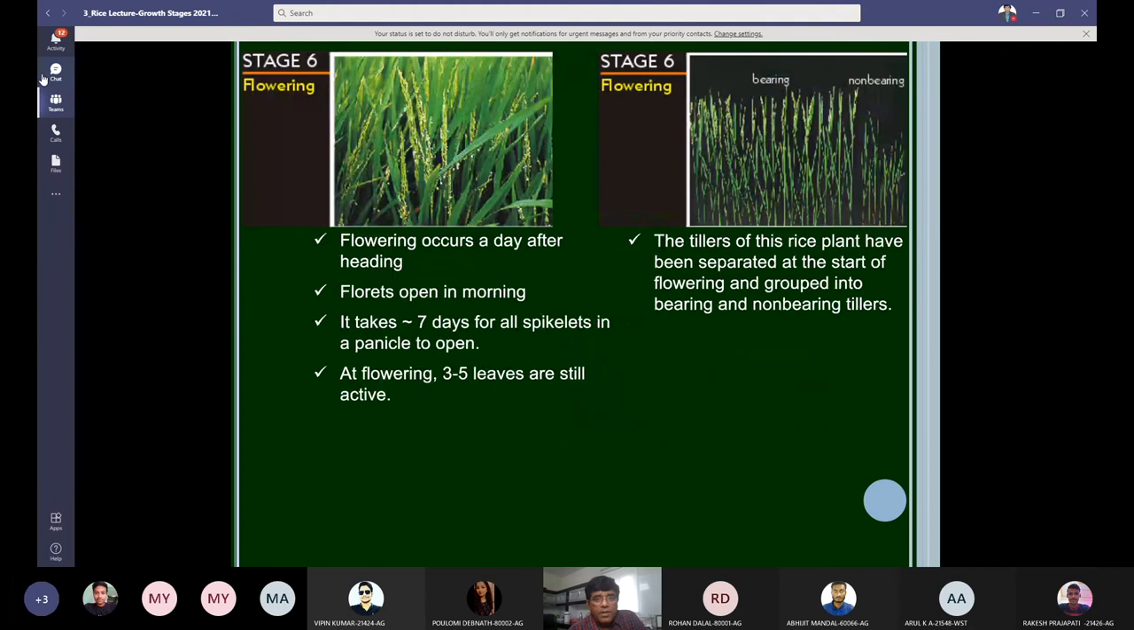Florets open in the morning. This is important. Therefore, rice breeders, if they want to pollinate the crop artificially, should visit the field in the morning. It takes about 7 days for all spikelets in a panicle to open for fertilization. At flowering, 3 to 5 leaves are still active, the top 3 to 5 leaves. Tillers of this rice plant have been separated at the start of flowering and grouped into bearing and non-bearing tillers. Bearing tillers means tillers which have panicles, and tillers which do not have panicles are non-bearing or unproductive tillers.